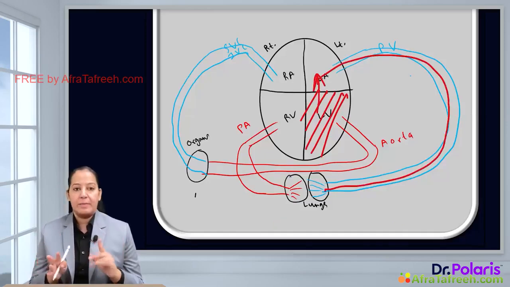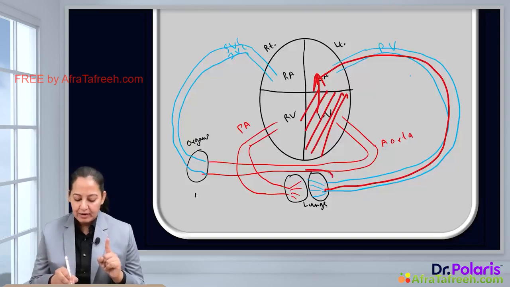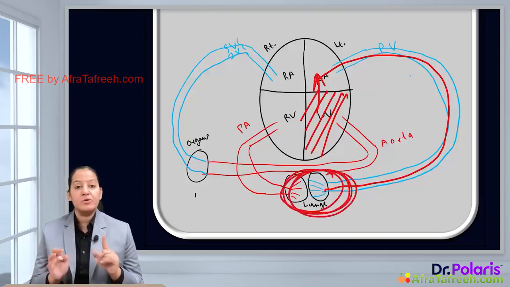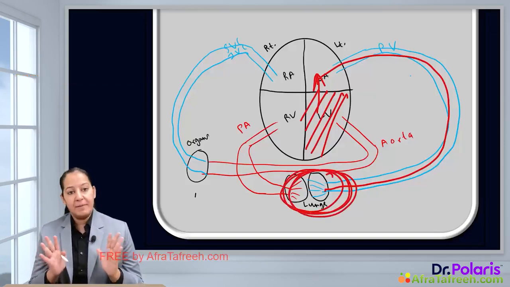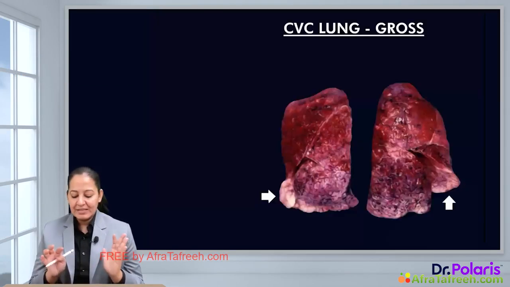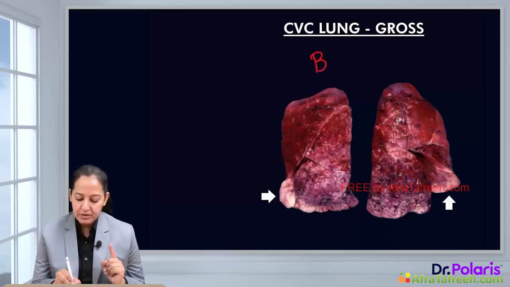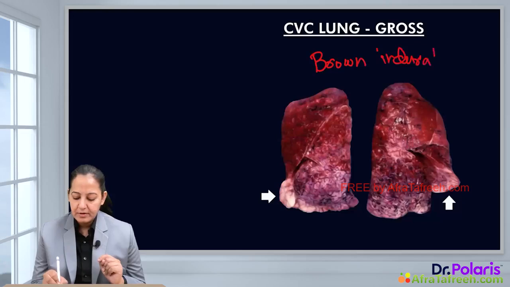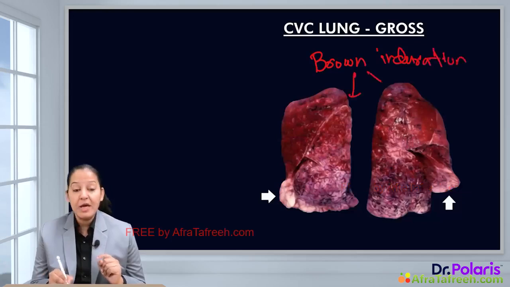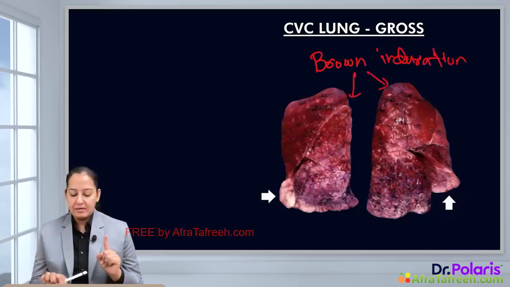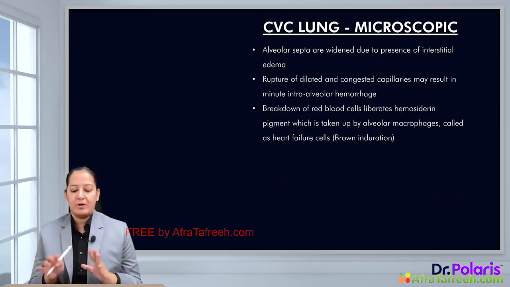Now see the microscopy. In the microscopy, I will draw the lung. I will draw the diagram of a lung, the microscopic appearance, the histopathologic appearance of the lung in CVC lung. So you can see here, this is the gross diagram. You can appreciate the brown induration. Please appreciate the brown induration here. The brown induration is due to hemosiderin pigment deposition in the lung. That is gross. Coming to microscopy.